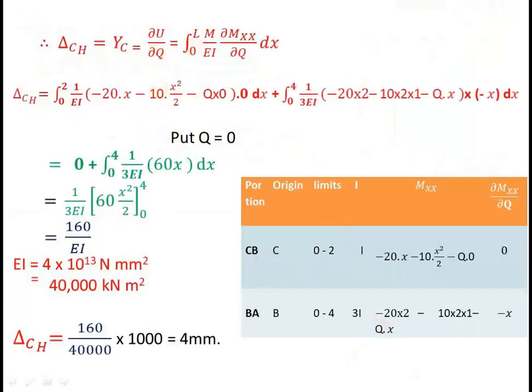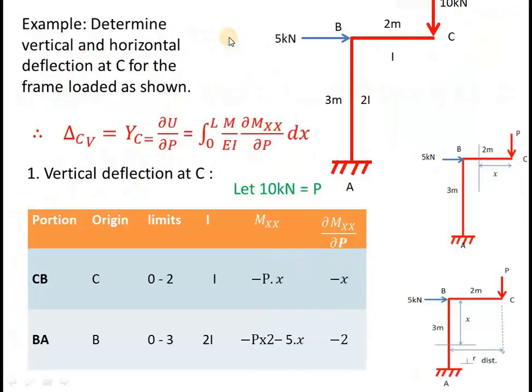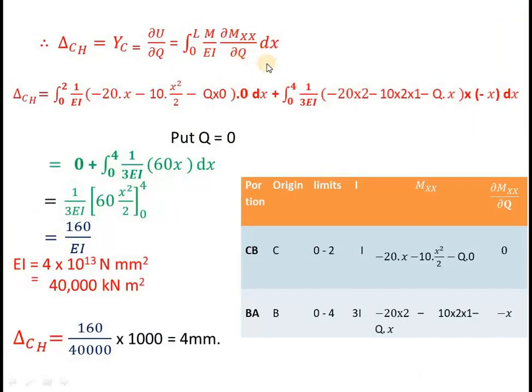So now you know this formula, delta CH equals integration 0 to L of M by EI into dou Mx by dou Q. Here if you substitute the values of Mx and dou Mx for both the portions, see the first portion limits are 0 to 2, with I. What is the bending moment here? Minus 20x minus 10x square plus Q into 0. This is into 0, so this whole term will become 0 here. Next, the bending moment is minus 20 into 2 minus 10 into 2 into 1 minus Qx, then dou Mx by dou Q is minus x. Put Q equals 0 here, so this whole term is 0 because it is multiplied by 0.